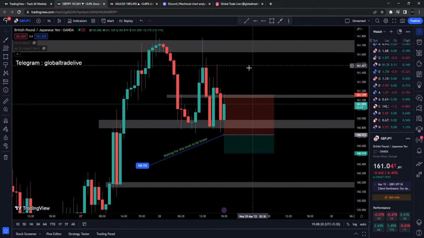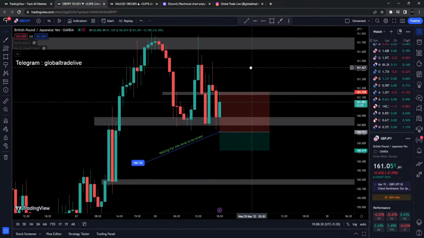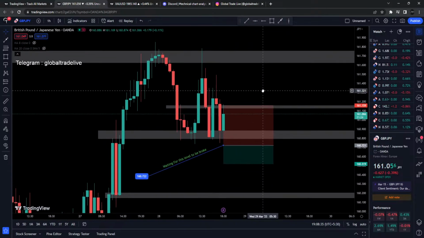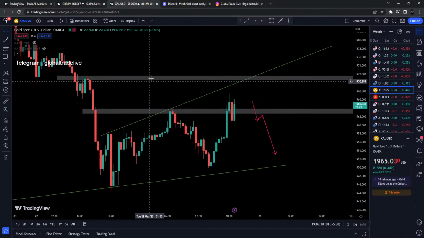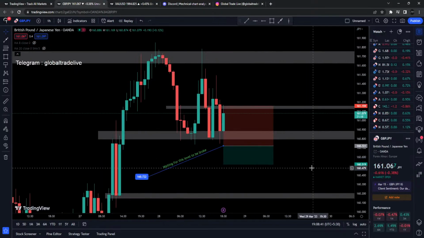It's just that whenever you are comfortable, you are active, you are energetic and confident, you will get your trade. Otherwise you just relax and come back next day for the trades.